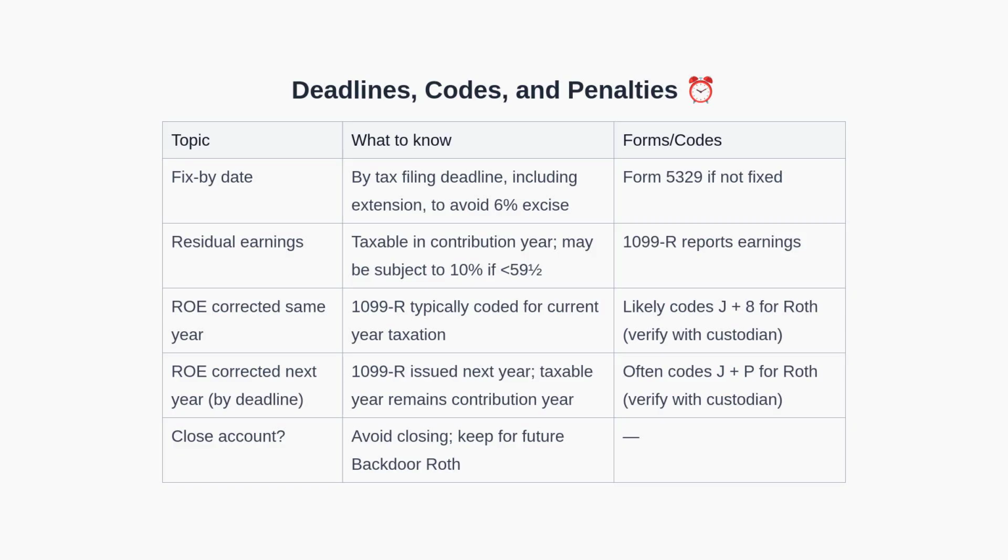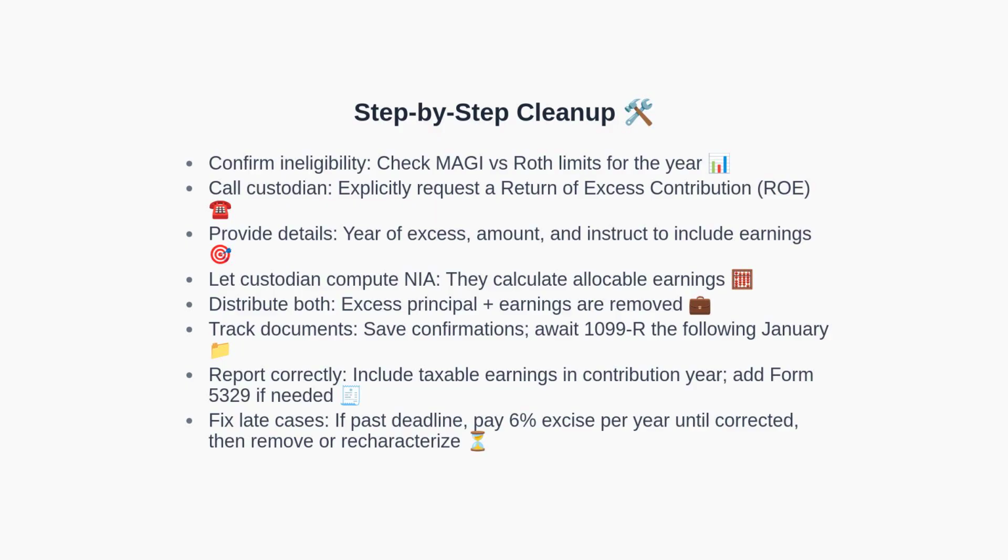Next, let's walk through an actionable, step-by-step cleanup. Here are the steps. First, confirm that your modified adjusted gross income truly exceeded the Roth IRA limits for that tax year. Next, call your custodian and explicitly request a return of excess contribution. Provide the year of the excess, the dollar amount, and make sure they include any earnings calculated under the net income attributable formula. Then, allow the custodian to compute the earnings figure. After that, the custodian will distribute both the excess principal and the earnings. Save all confirmations and expect a Form 1099-R to arrive the following January.